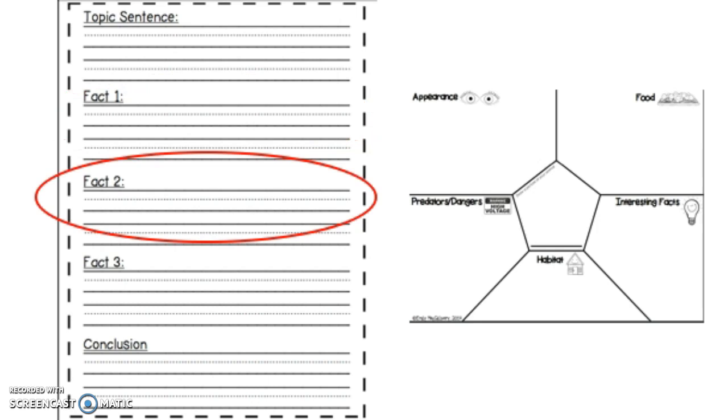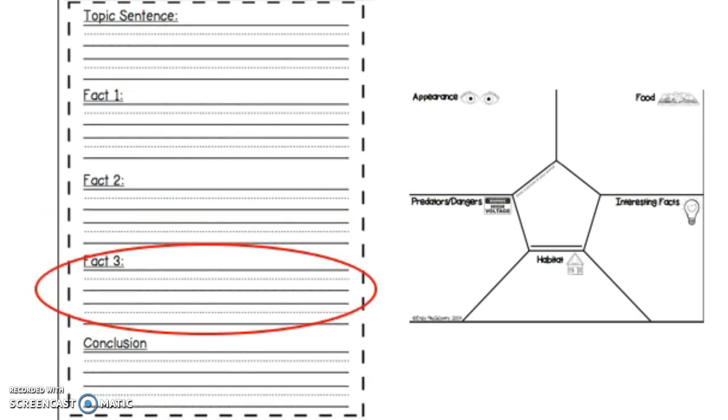It's looking really good. Now it's time for fact number 2. Go back to your graphic organizer and pick your fact number 2 and write a complete sentence on the lines provided. Pause the video while you do this. You are whipping right through this. Great job. It's time to write fact number 3. Once more, look at your graphic organizer and write fact number 3. Remember to write in a complete sentence. Pause the video while you do that.